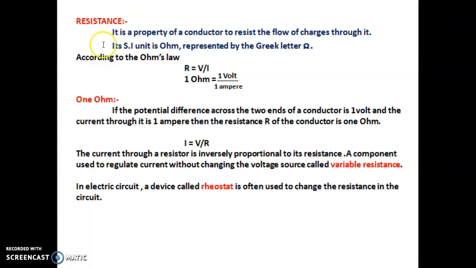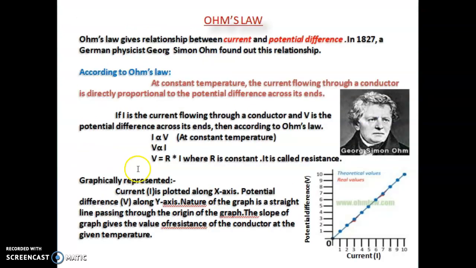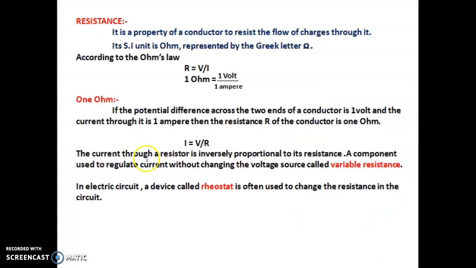Resistance is the property of a conductor to resist the flow of charge through it. Resist means to oppose the flow of charge. Its SI unit is ohm, represented by a Greek letter. This is the symbol for ohm. According to Ohm's law, we have seen already that V is equal to R into I. So R is equal to V upon I.